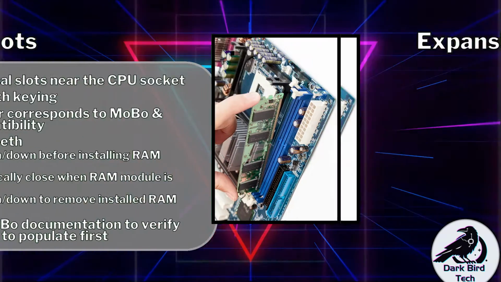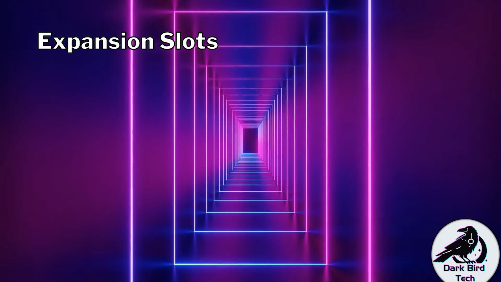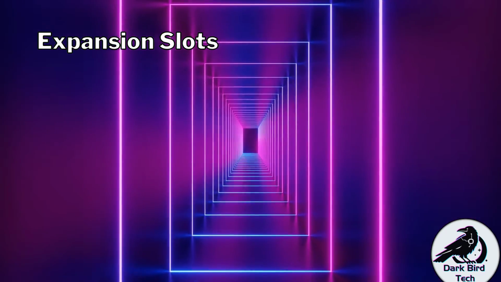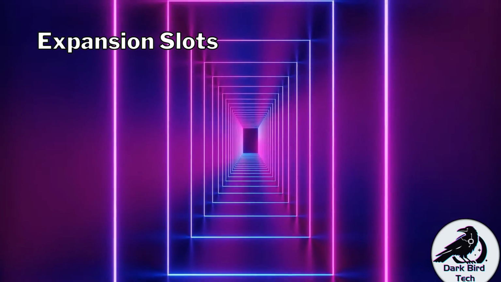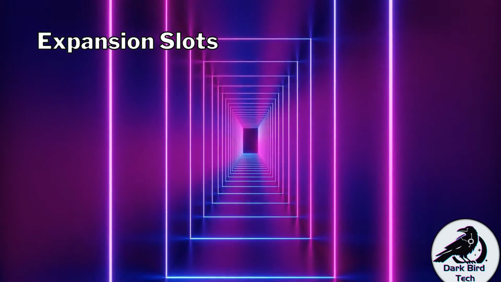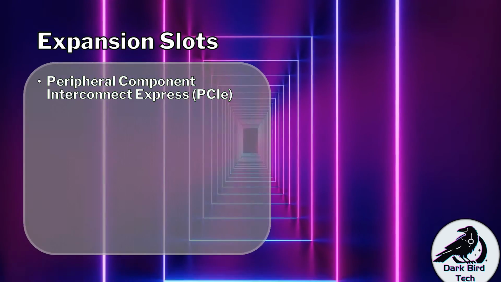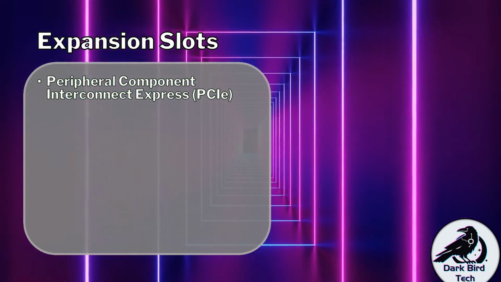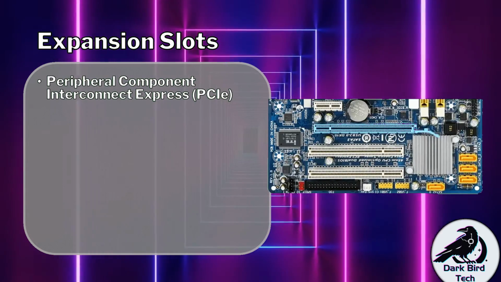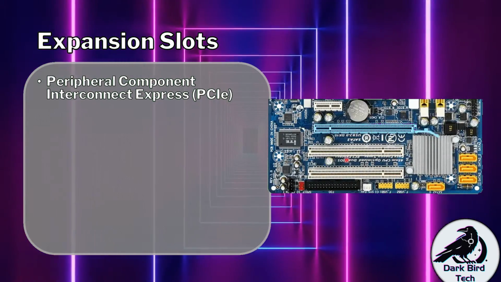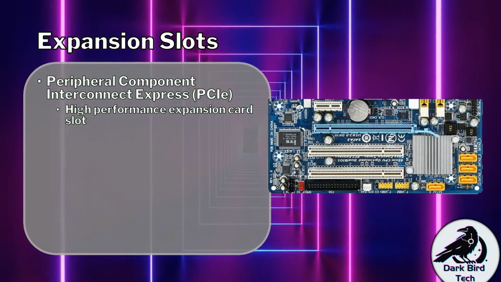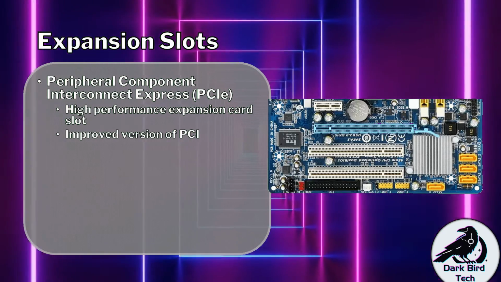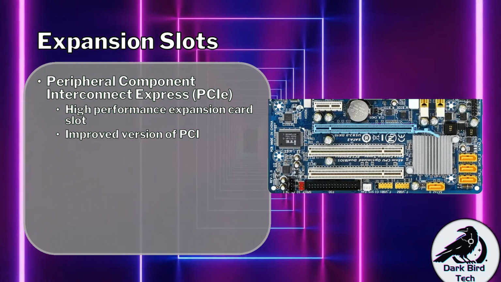And now, for expansion slots. The thing that makes a desktop computer with a motherboard really powerful. The ability to expand, add to it, customize it, and get it to do exactly what you want it to do and what you need it to do. So first we've got PCIe, or Peripheral Component Interconnect Express. It's the fancy cool slot over here. Now it's a nice high performance expansion card slot, and it's meant to be an improved version of the older PCI standard, which we'll talk about just now.